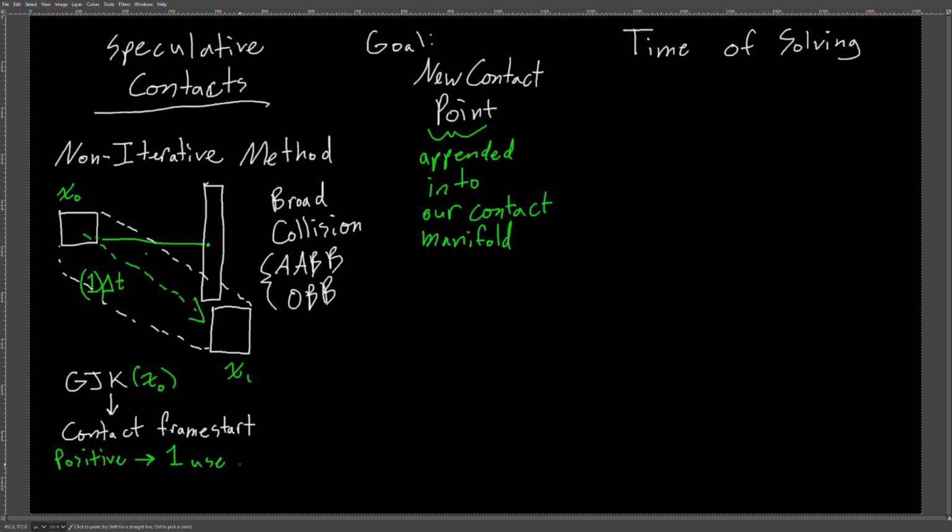However, it is really fast because we don't have to iterate over the problem several times. We just use GJK once in the event that the broad collision is found to have occurred.